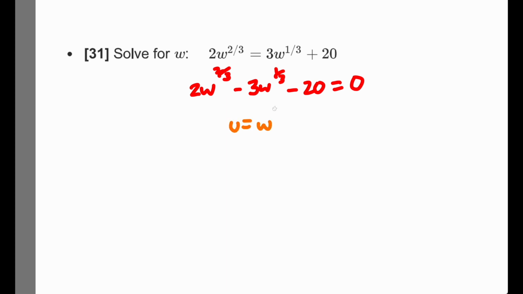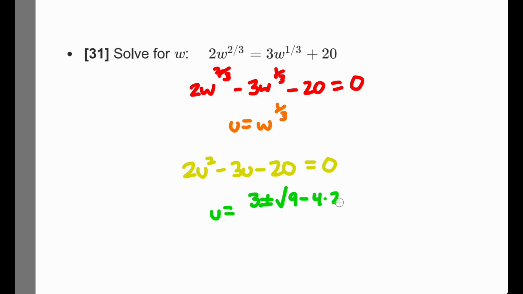Our u in this case is going to be w to the 1/3 power. So you can rewrite the entire original equation, well I should say the red equation, as 2u squared minus 3u minus 20 is equal to 0. Now I'm going to do the quadratic formula on this. I know it factors, but I'm still just going to do the quadratic formula because I feel like it's a little bit easier than trying to mess with factoring it, because there's an a that's not equal to 1 in this case. So we're going to say u is equal to negative b, so 3, plus or minus the square root of b squared, which is 9, minus 4ac, which is 4 times 2 times negative 20. And then all of this is divided by 2a, which is 4.